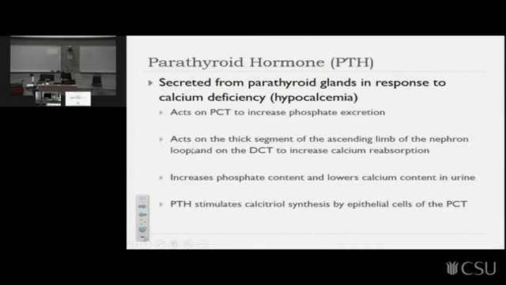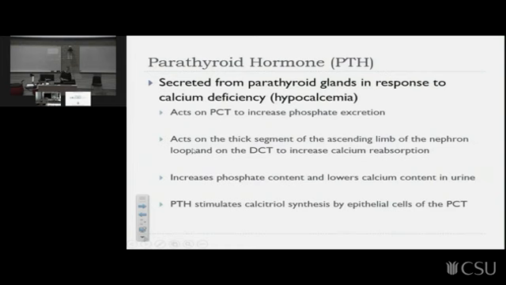Also acts on the distal convoluted tubule and increases calcium reabsorption. So this helps to minimise a further decline in the calcium levels. We also get an increase in phosphate content, which lowers the calcium content in urine. So essentially we're excreting less calcium, therefore we've got more in the body, so that's how it's going to help regulate the amount of calcium declining.